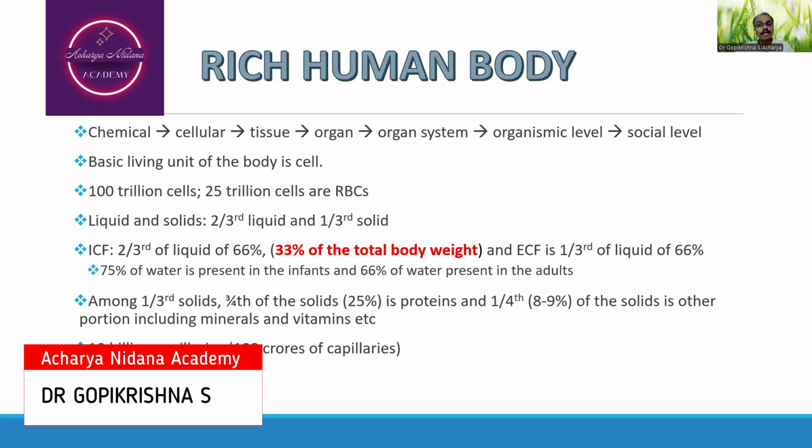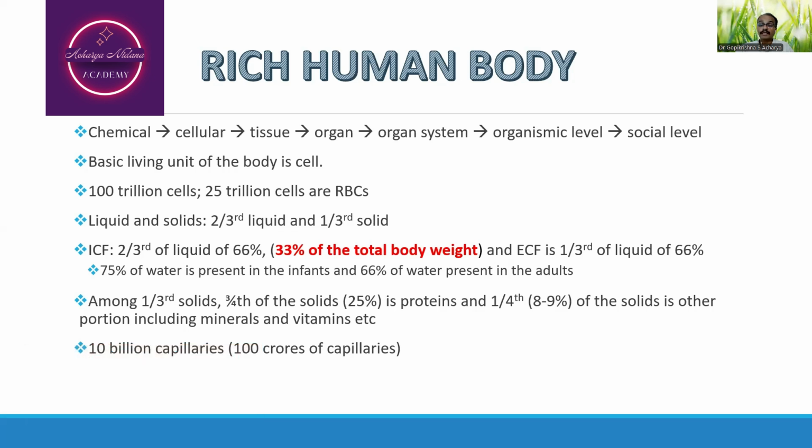When you consider liquids and solids, taking the human body as 100%, 2/3, that is 66% of the body consists of liquid, whereas 1/3 or 33% of the body consists of solids. Among the liquids, 2/3 of the liquid is present inside the cells, that is the intracellular fluid, consisting of 33% of the total body weight, whereas extracellular fluid is considered to be 1/3 of the liquid of 66%.